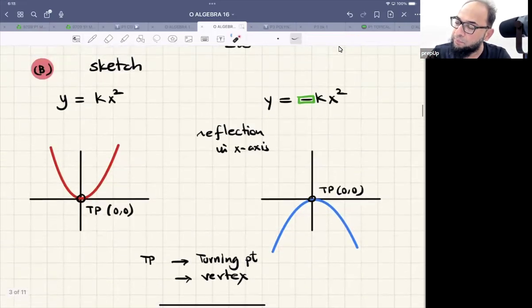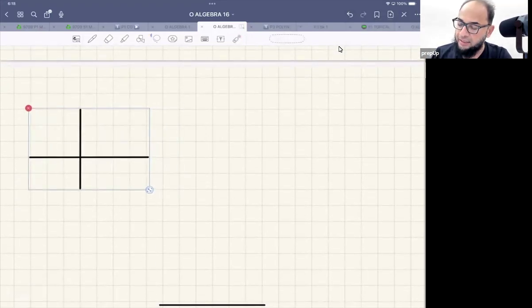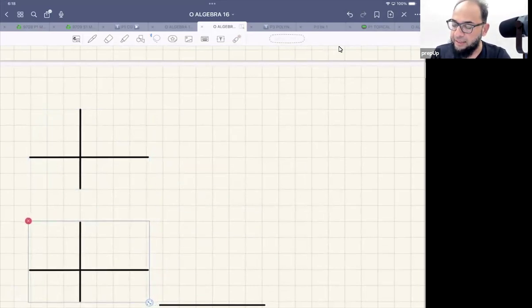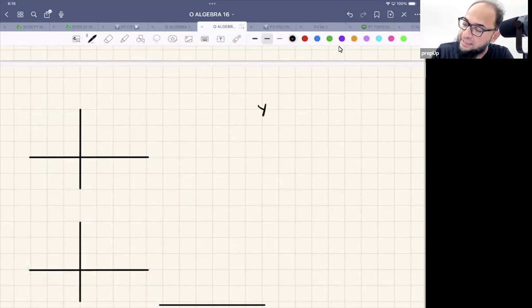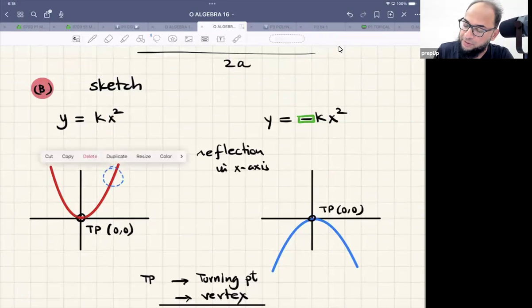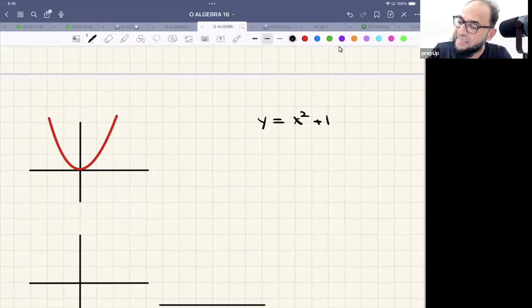Now let me add something more to it. So what if I want to draw something like this? Let's say I want to draw y is equal to x square plus 1. So now the original graph, which is over here, let me just copy this, and it's pasted over here. And I want to shift it, translate it up by 1 unit. So let me draw this green one. That is the translation one.